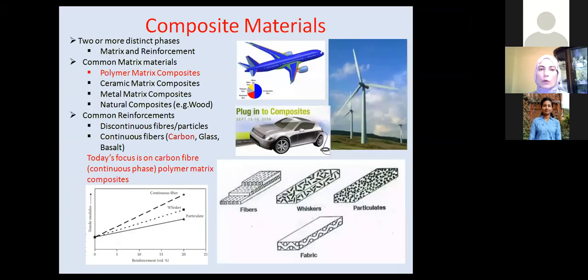Composite materials are formed of two or more materials to produce unique properties that are not found in any single material, and they are commonly composed of the matrix and reinforcement materials. The matrix material should be ductile or tough, and fiber materials can be stiff or strong with light weight. The reinforcement can be in the form of fiber, whisker or particulate material. Today we will focus on carbon fiber, continuous fiber, polymer matrix composites.